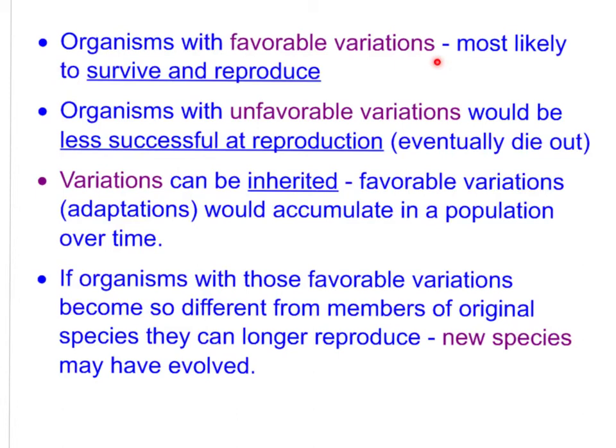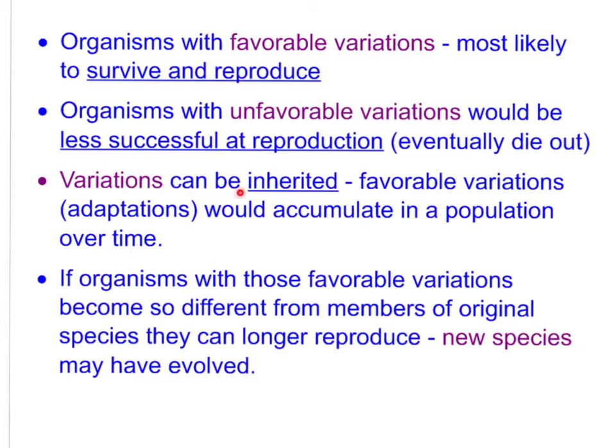There have to be variations in the population. Some will end up being favorable. They're the ones that are most likely to survive and reproduce. In a population, we have to have variation. Organisms that might have unfavorable variations then would be less successful at reproduction, and they'd eventually die out. We wouldn't see them in the population any longer at some point.